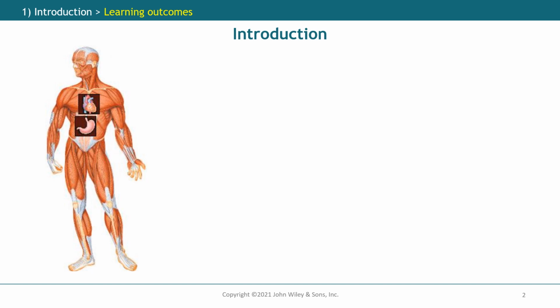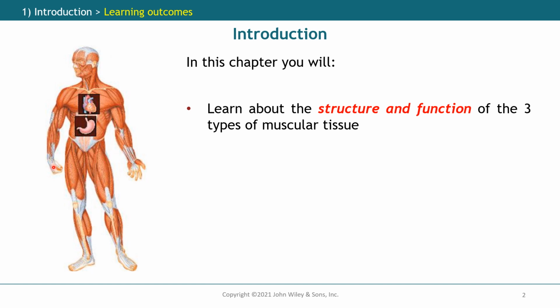So here is a figure from your textbook that shows the muscular tissue, and the learning outcomes of this chapter are that you learn about the structure and function of three types of muscular tissues. Here you see the skeletal muscular tissue, the cardiac tissue, and here, for example, your stomach also has muscles. Your veins also have muscles. So this is the smooth muscles, and we're going to learn why we divide it into three, and what the different functions are.